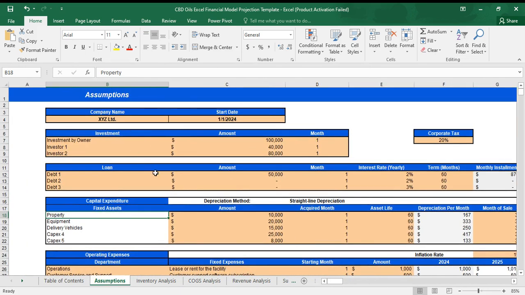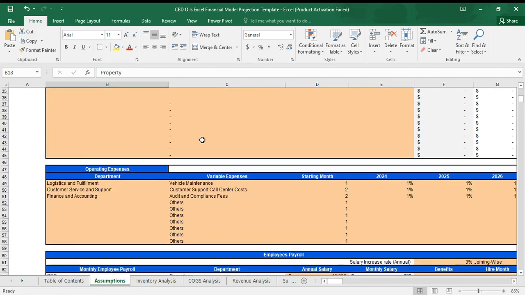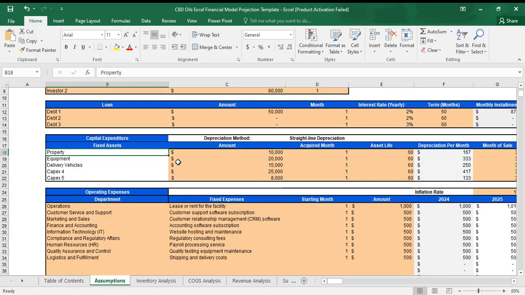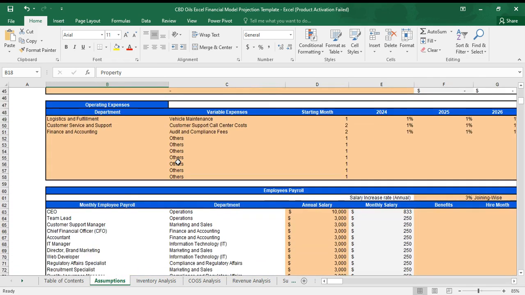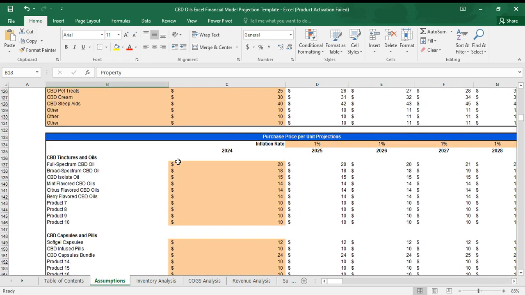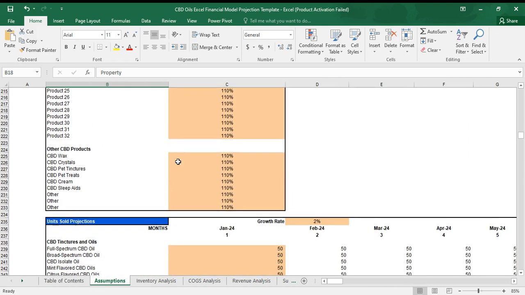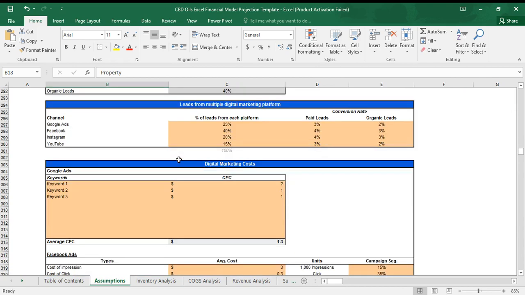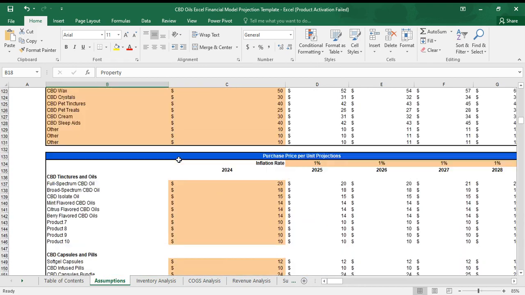Now, this is the assumptions sheet. Here we have included all the major assumptions related to this business. These include your revenue and cost assumptions, financing assumptions, your capital expenditure and operating expenditure assumptions. Then we have payroll. We have some unit sold assumptions, pricing projections. Then we have marketing assumptions and working capital assumptions.